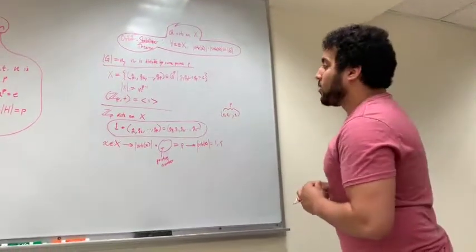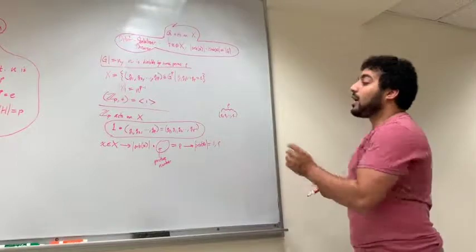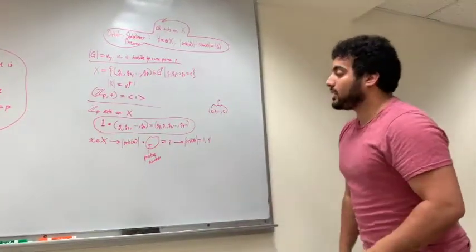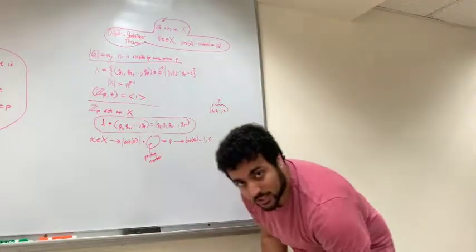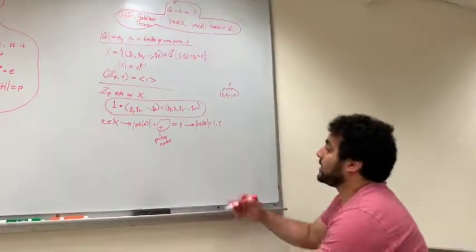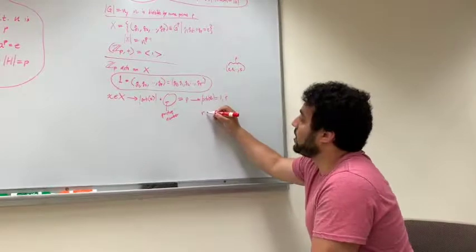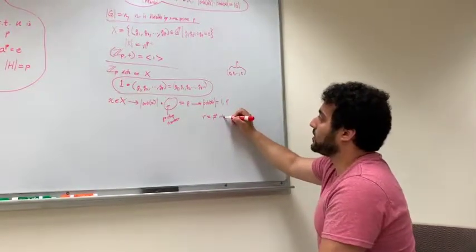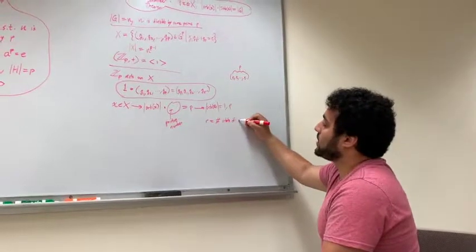That's nifty. Now the question is, how many elements are there whose orbit is size 1? And how many orbits are there of size P? That's going to be the important question for us. So let's give them names. Let's say R is going to be the number of orbits of size 1.